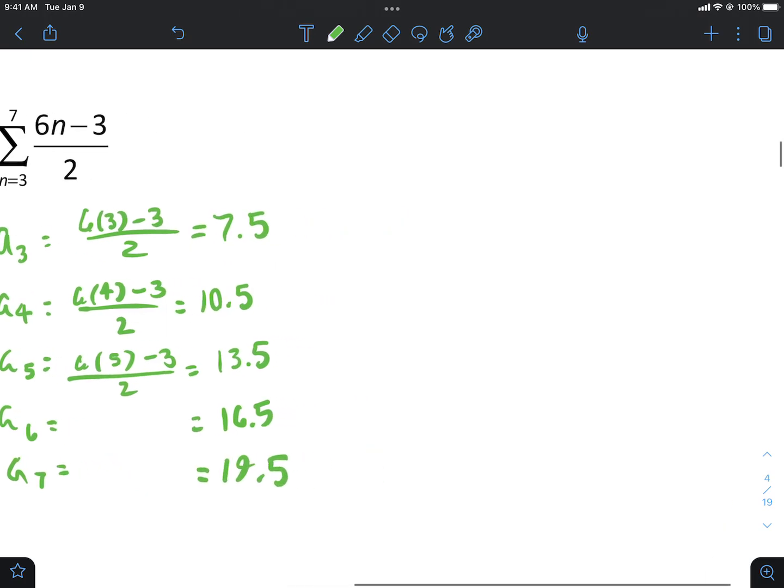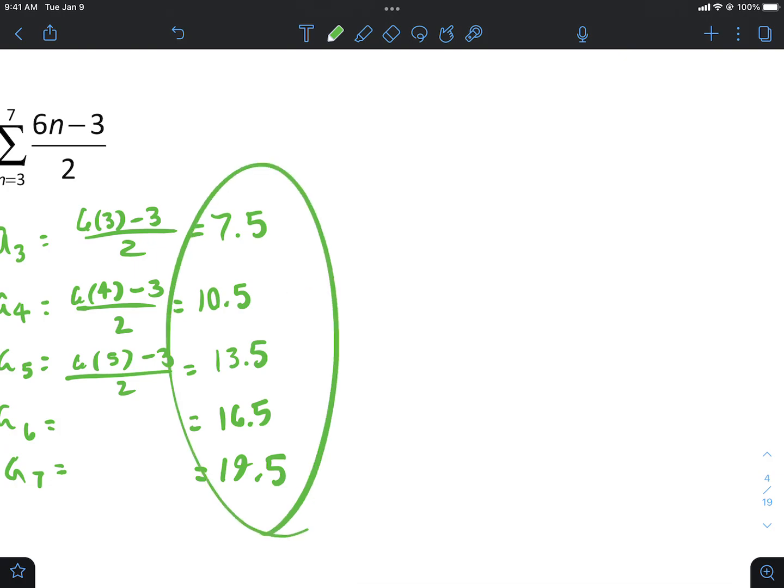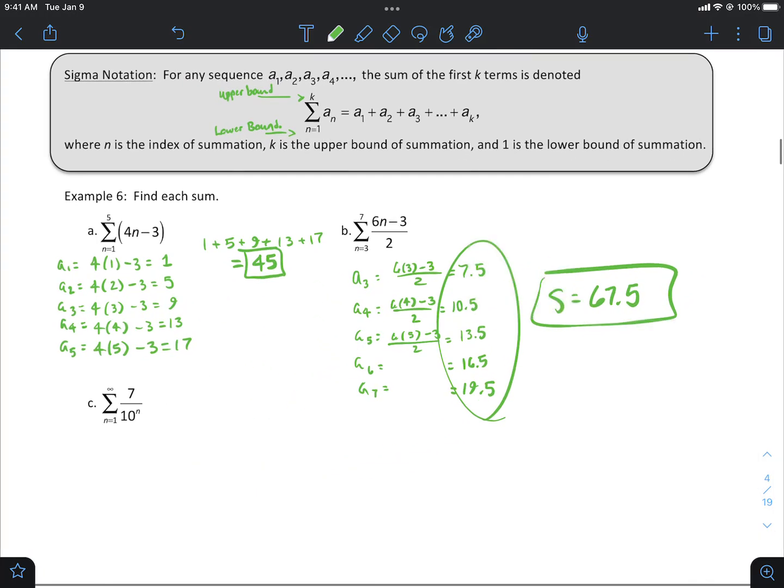Okay, and then we'll just go and add up all of these together here. So your sum is going to be 67.5 when you do that. All right, let's finish up here.